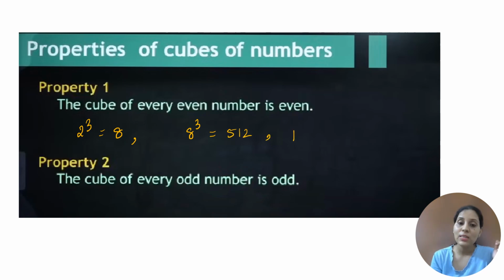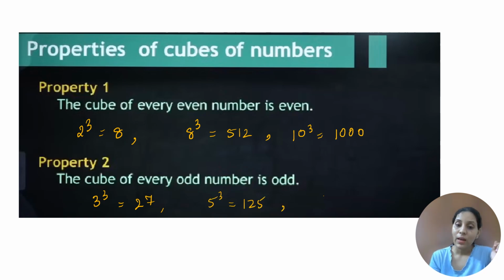Similarly, 10 cube, the result is also even. Now for odd numbers, if I take 3 cube, the result is odd. If I take 5 cube, the result is again odd. 9 cube, the result is odd. So the cube of every even number will always be even, and the cube of every odd number will always be odd.